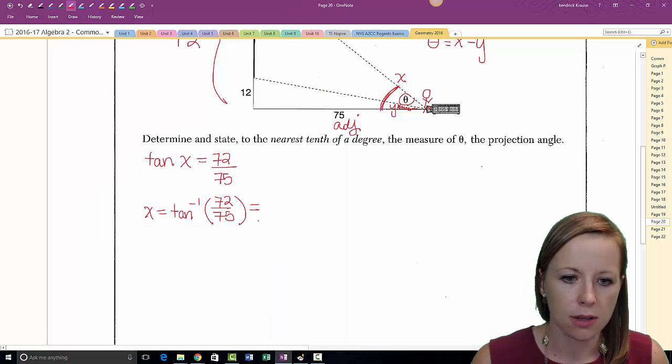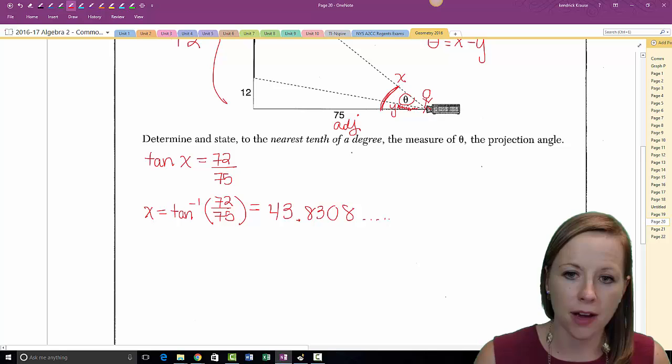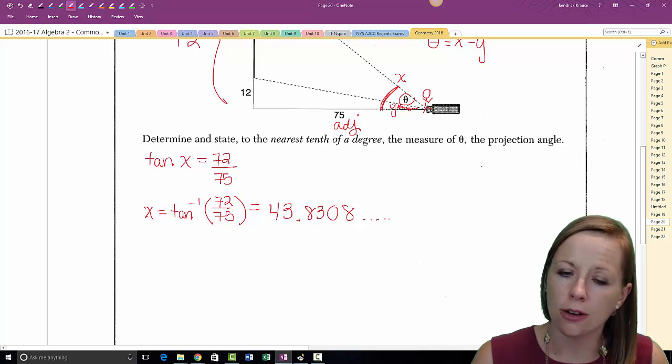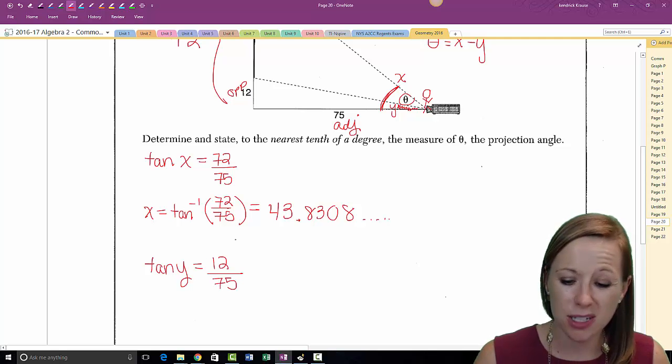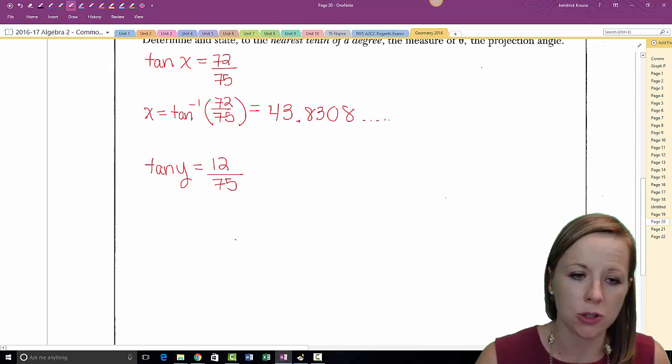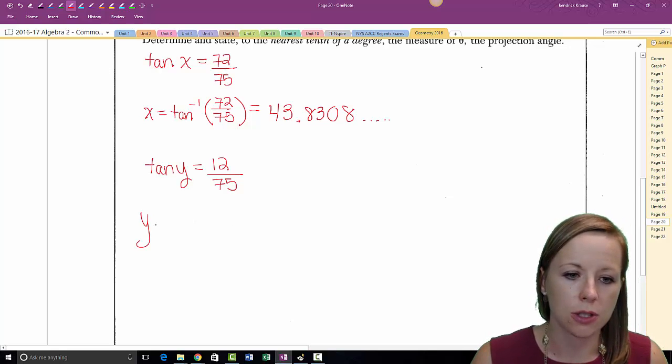43.8308 is what I'm going to write down. Then I want to find this little teeny angle, right? Again, I have the opposite and the adjacent. So tangent of little angle y is equal to opposite of 12 over adjacent of 75. And I'm going to do the same math. It's the same scale. It just happens twice. So y is equal to tangent inverse of 12 over 75.